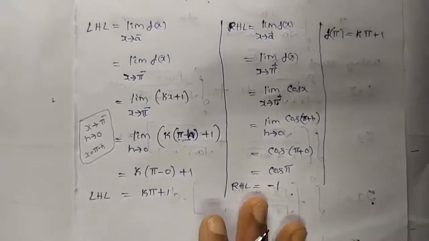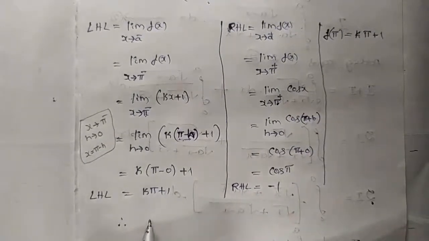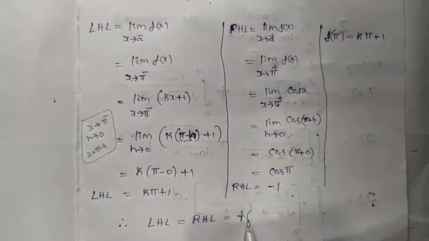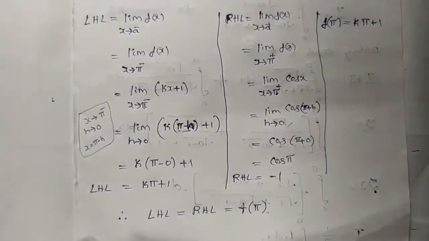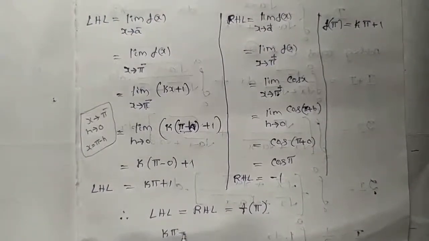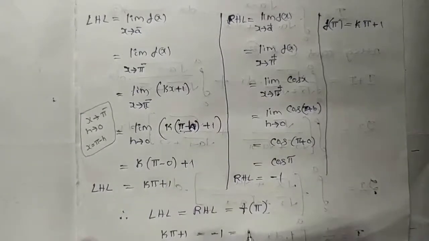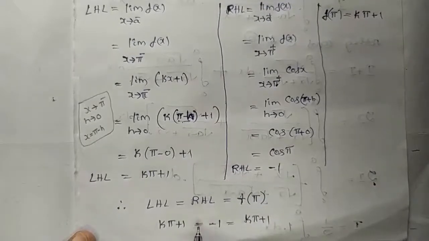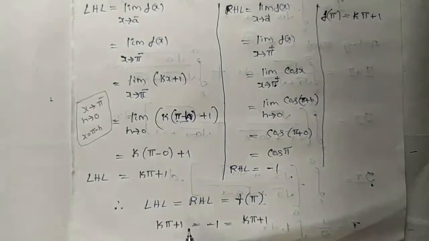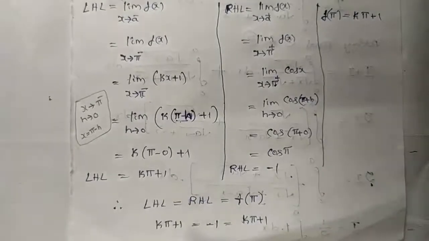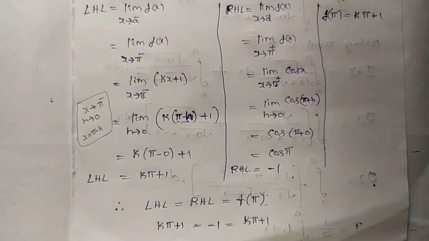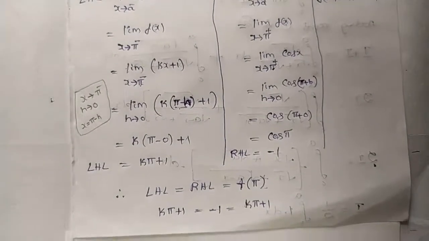Now by the definition of continuity, left hand limit equals right hand limit equals functional value, which is f of pi. Left hand limit is k pi plus 1, right hand limit is minus 1, functional value is also k pi plus 1. All these values should be equal, then only we can say that the given function is continuous. Otherwise the given function is not continuous. It is the definition of continuity. By using this, we are going to find the value of k.